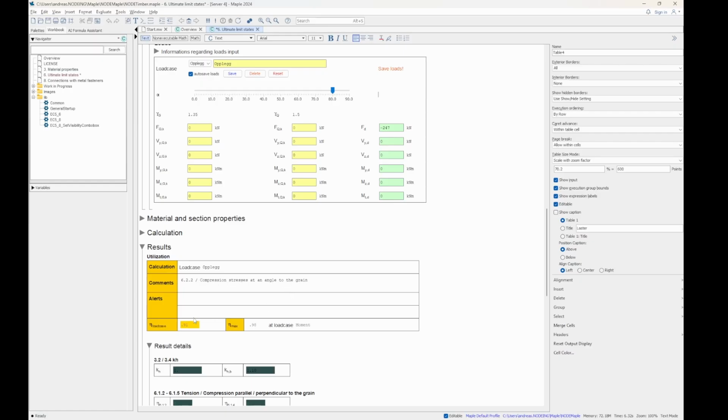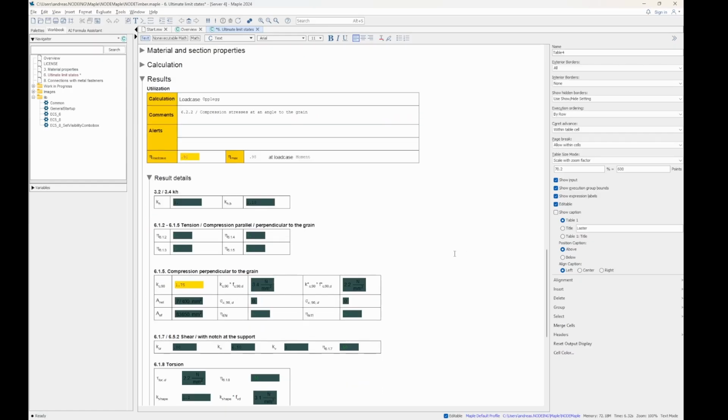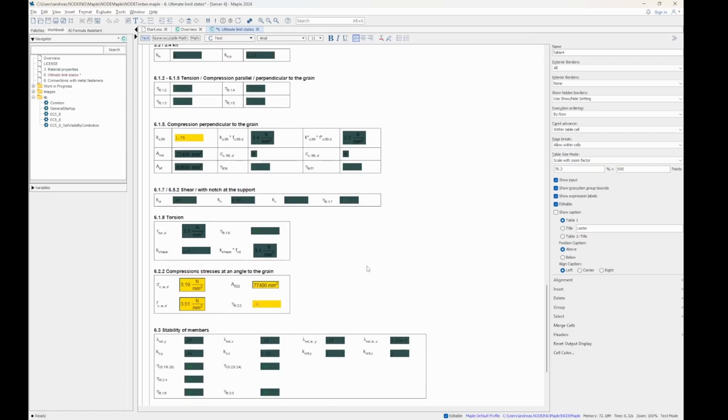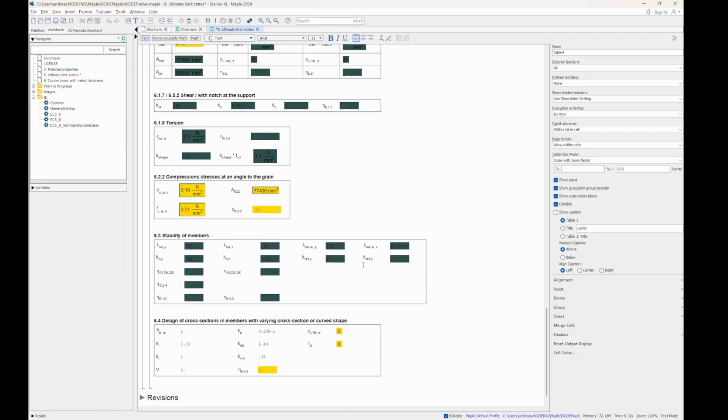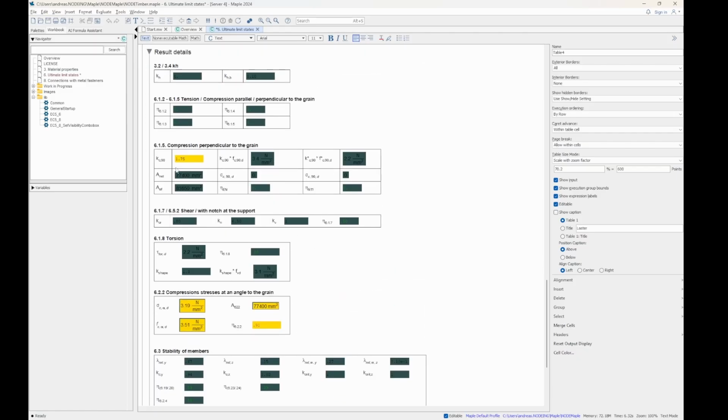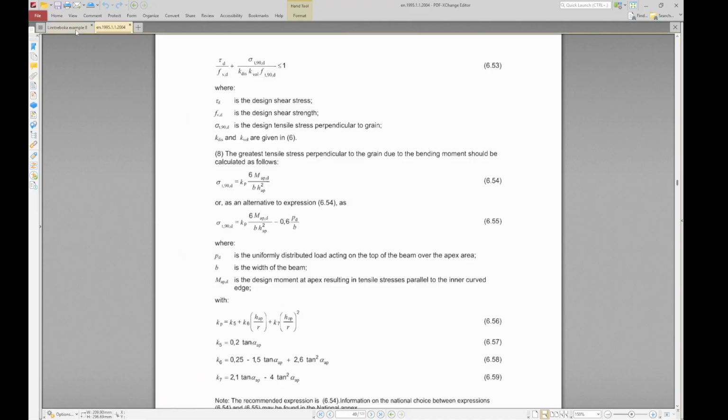compression strength at an angle to the grain, which in that case is 0.91, and the only values which are yellow here are those, kc,90, and the compression stresses at an angle to the grain. In that case these values are to be checked by yourself. So let's just go back to the example once again.